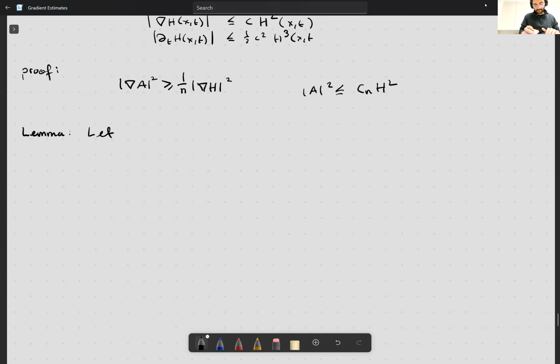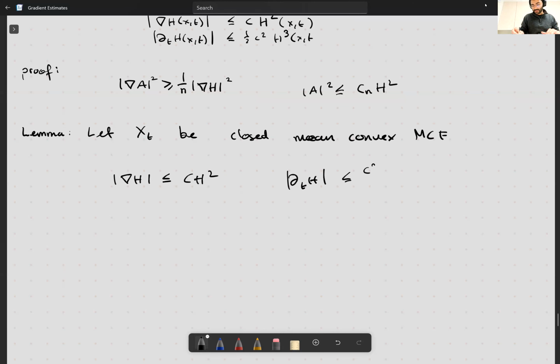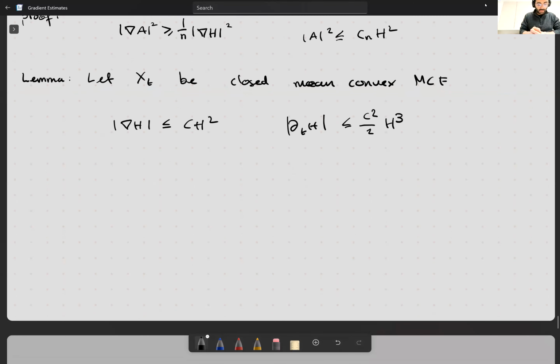Let me phrase it like this. If I have a closed mean convex mean curvature flow, where I know that the gradient of H is bounded by C H squared, and the time derivative of H is bounded by C squared on 2 H cubed, then for any (y,s) in a parabolic ball of radius c/H(x,t), centered at some point (x,t).